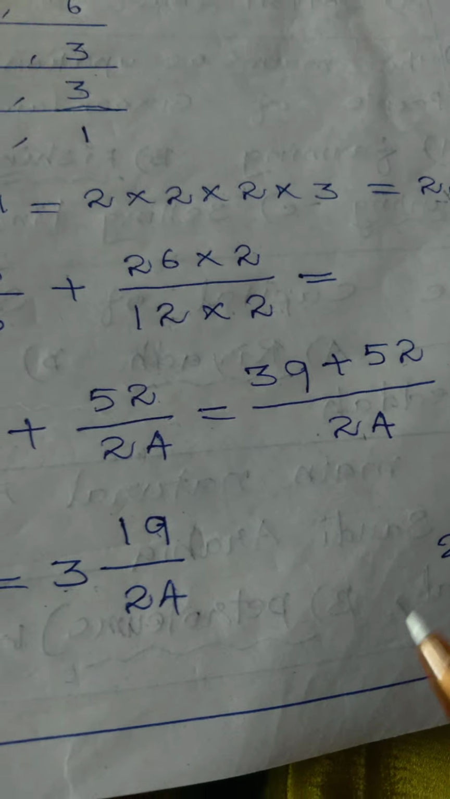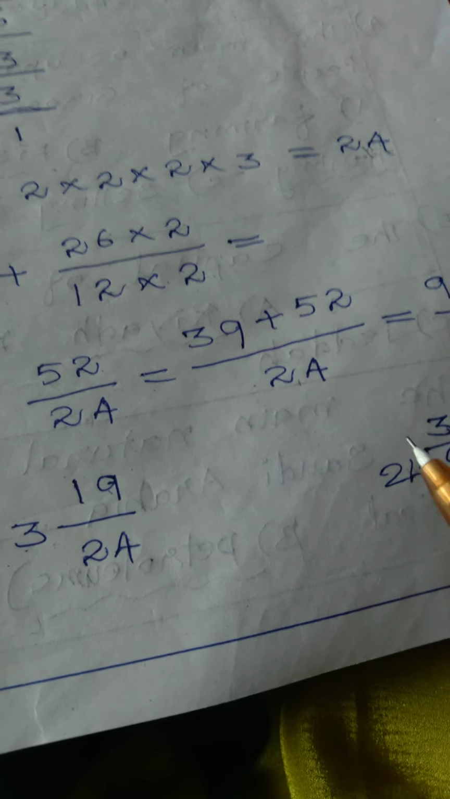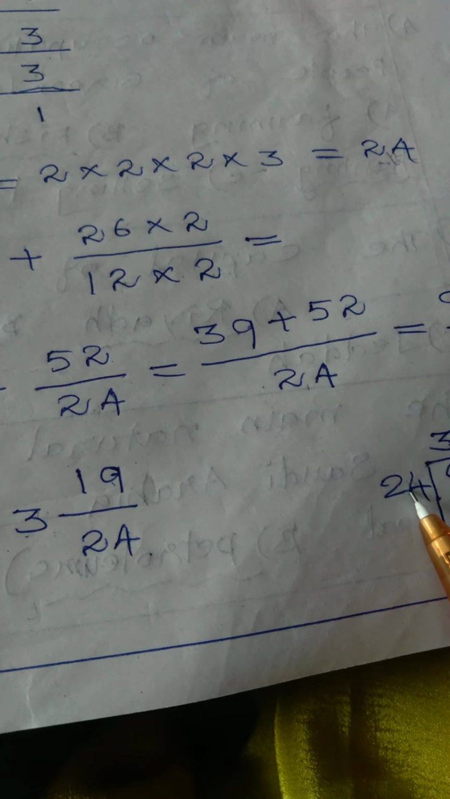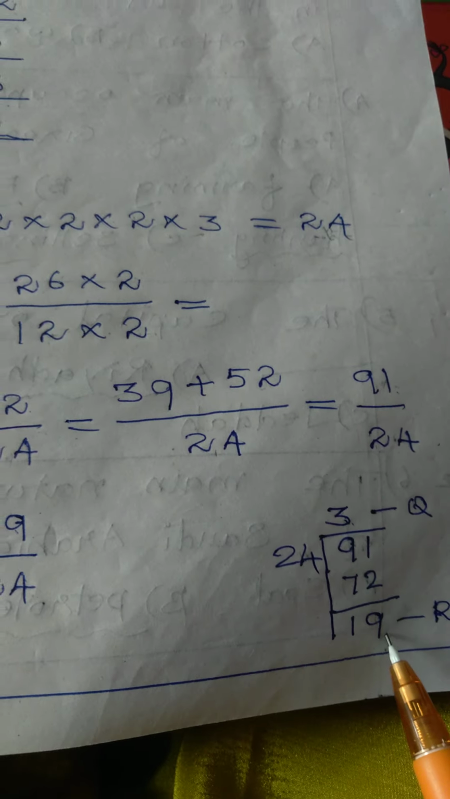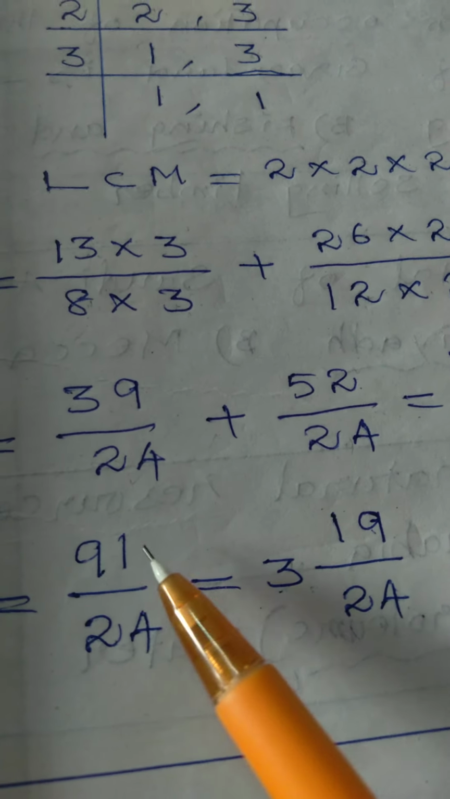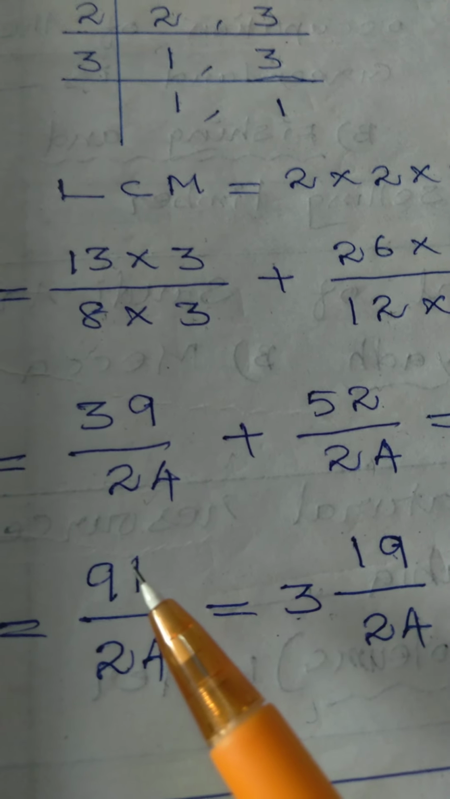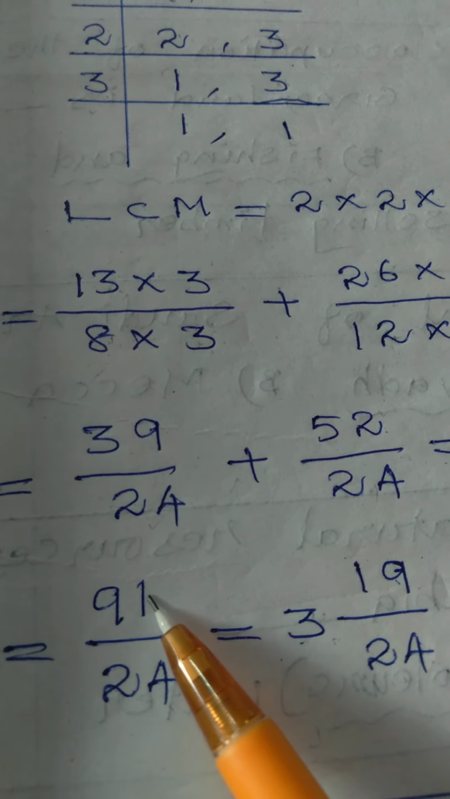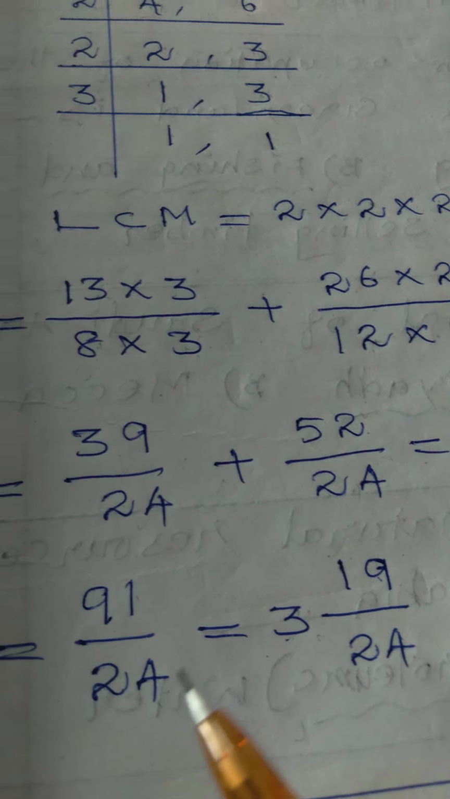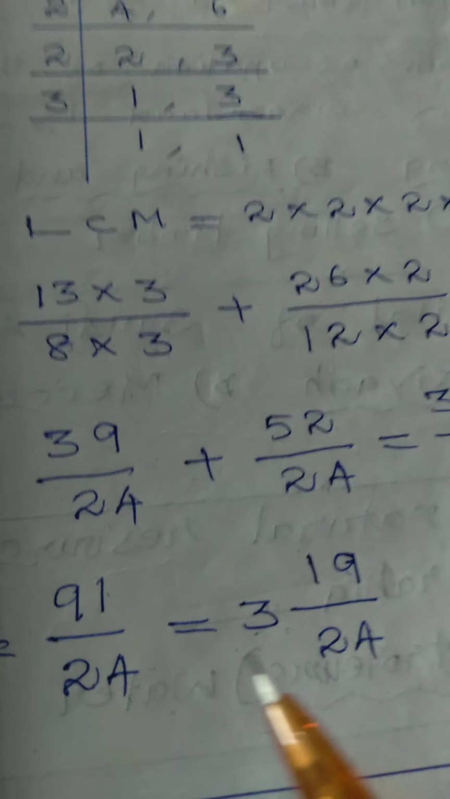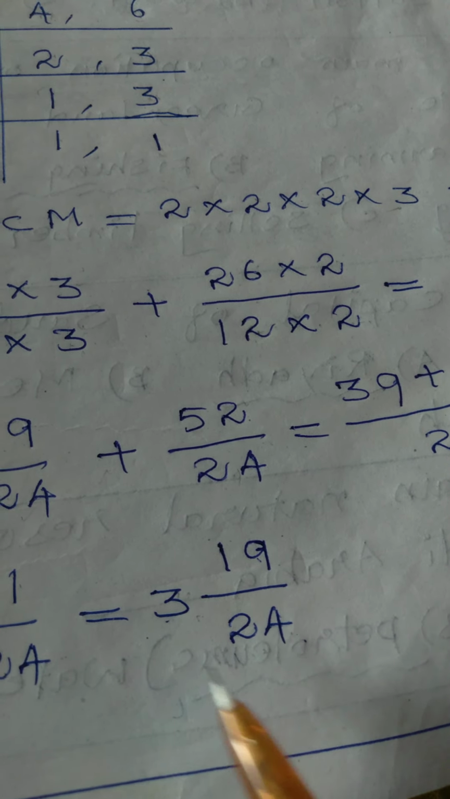So we write the quotient 3 as the whole number. This divisor 24 we write as the denominator, and the remainder 19 we write as the numerator. 91 by 24 is the fraction. This is the answer. In this answer, 91, the numerator, is greater than the denominator 24, so we have to simplify this. If we simplify this 91 by 24, the answer is 3 into 19 by 24. This is the answer.